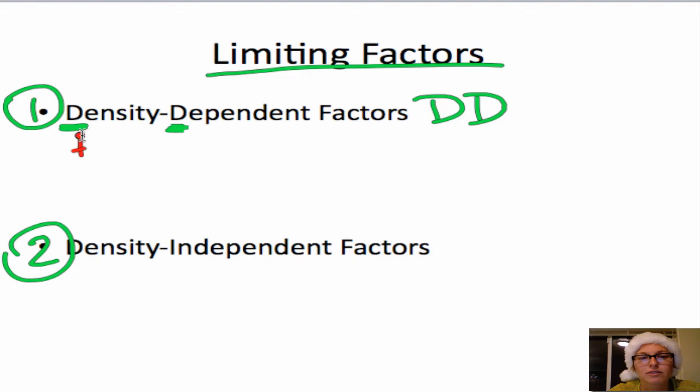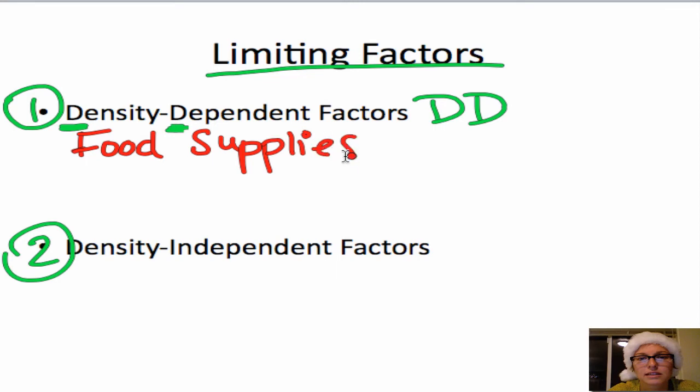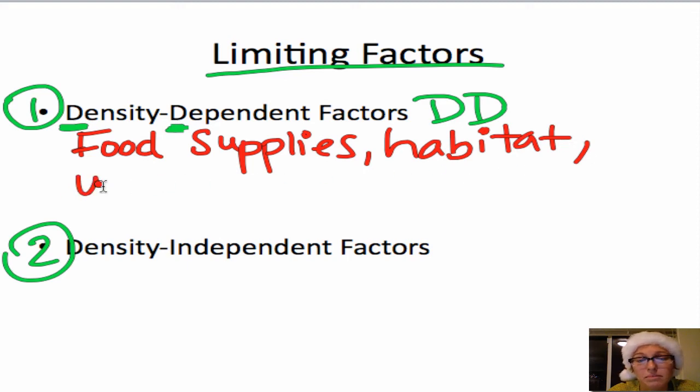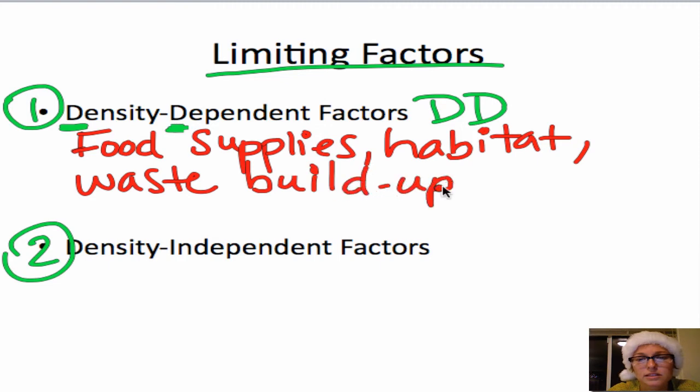These are things like food supplies, habitat, waste buildup. These are things that come into play, that become an issue when a population gets more dense. So if a population is growing and exceeding its food supply, then you're going to see a decrease in that population as you see competition within the members of that population.